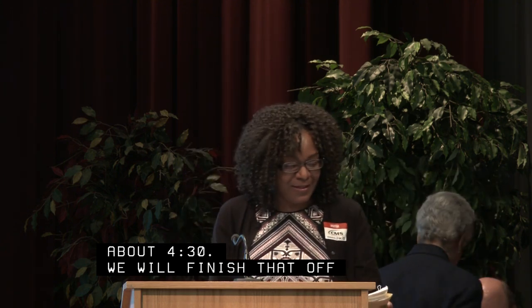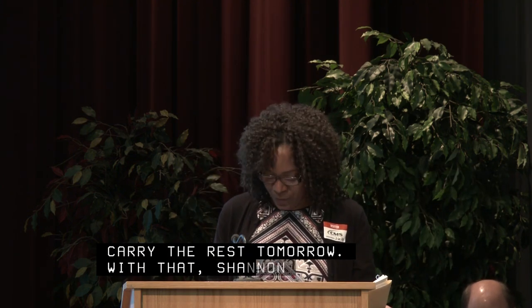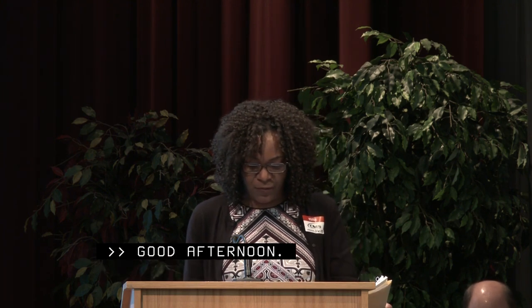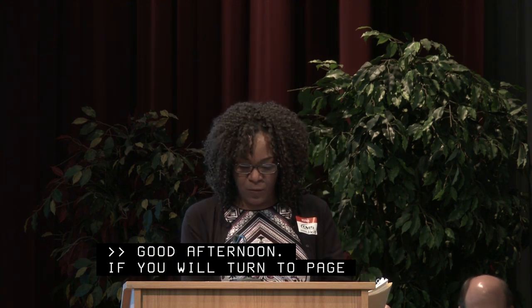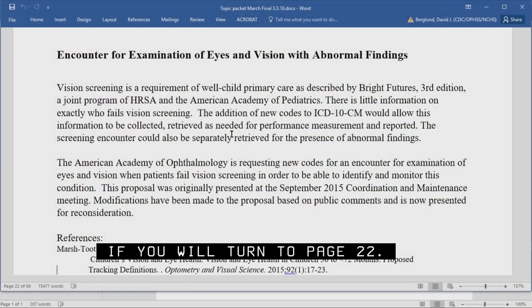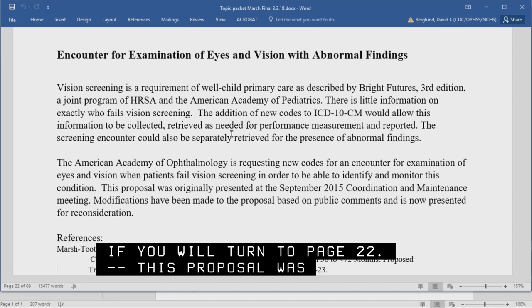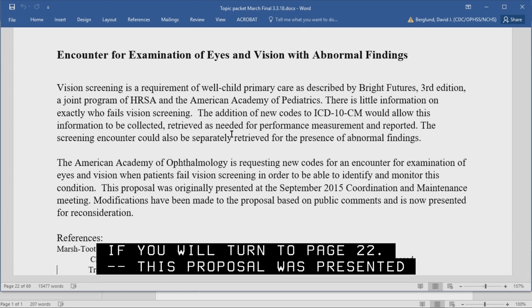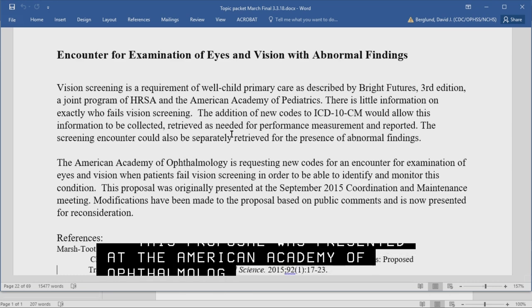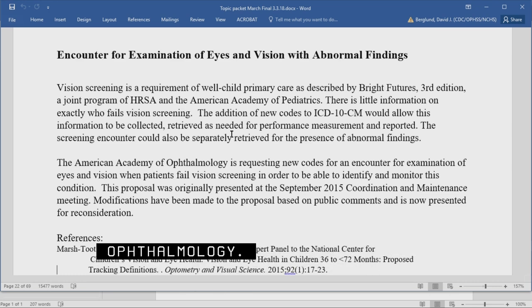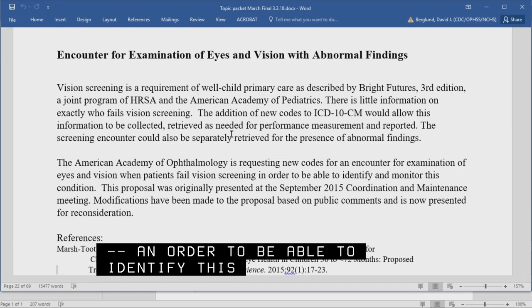Good afternoon. If you will turn to page 22, the topic is encounter for examination of eyes and vision with abnormal findings. This proposal was originally presented at the September 2015 coordination and maintenance meeting. The American Academy of Ophthalmology is requesting new codes for an encounter for examination of eyes and vision when patients fail vision screening in order to be able to identify and monitor this condition. The modifications have been made to the proposal based on public comments and is now being presented for reconsideration.